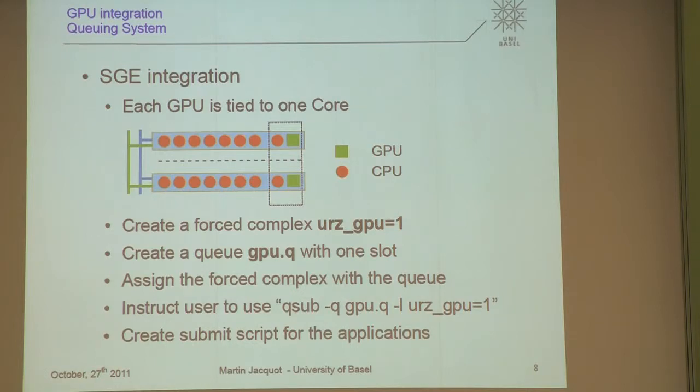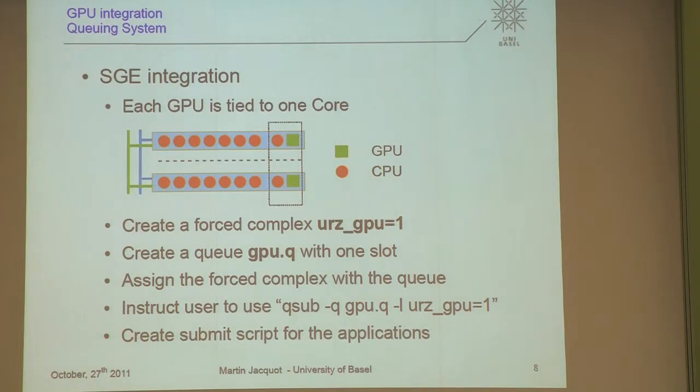Okay, we will now have a look at how we integrated the GPU in our cluster. As I told you, every node has the same configuration, but we had to make some differentiation for the GPUs. So how we integrated it in SGE: first, we have no program which is just running on GPUs, so we tied a GPU to one core. That means when we run a program, it's running on one core, one GPU.